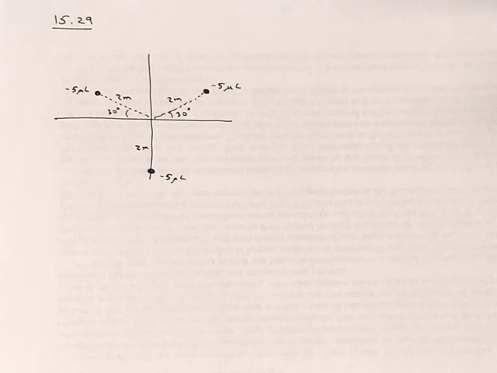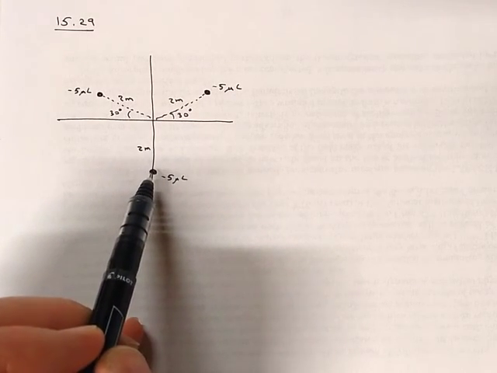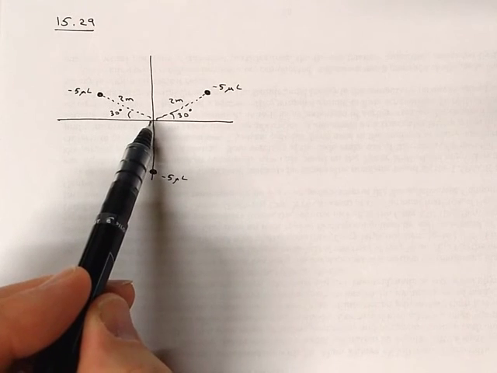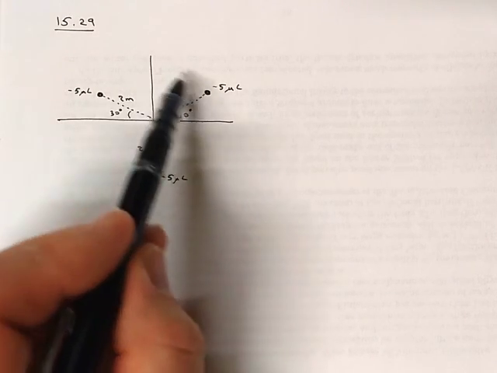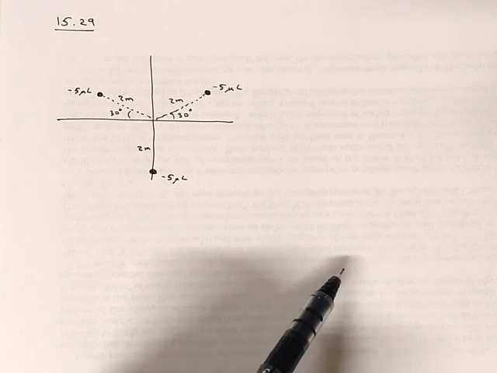Problem 1529. We have three charges here arranged in an interesting way. Each of the three charges is 2 meters from the origin. In fact, the author has a circle drawn showing that they're all on a circle of 2-meter radius.